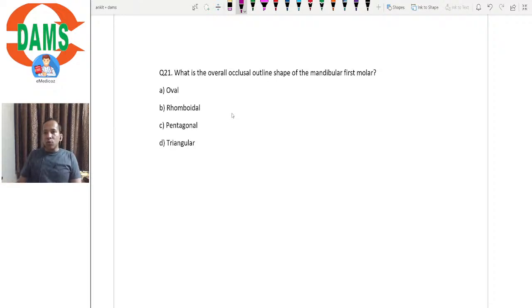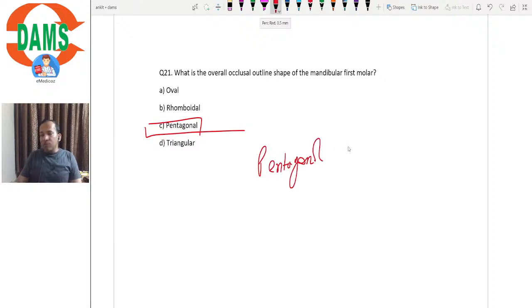What is the overall occlusal outline of the mandibular first molar? तो अभी अभी हमने ये डिस्कस किया, और इसका आंसर क्या है? पेंटागनल, राइट? सो पेंटागनल इज द मोस्ट कॉमन आउटलाइन when we have a distal cusp. But when we have a distobuccal cusp, that is the distal cusp, instead of being on the distal surface, it is on the buccal surface, then it will be trapezoidal.